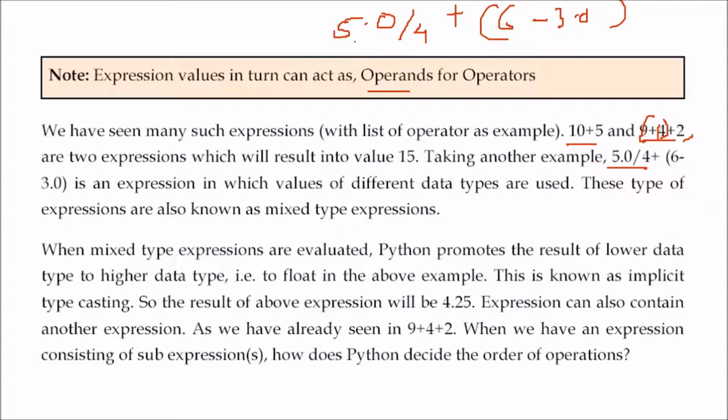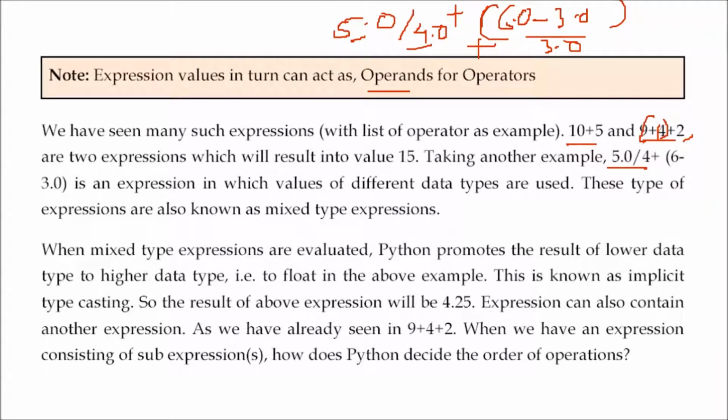How can we divide a floating with an integer? A floating with an integer, can we subtract? Yes. First this 6 has to be converted into the floating value. Means the lower type will be converted into the higher type. Then 5.0, so this 4 has to be converted to 4.0. Which will be computed first? Because we have a bracket, this has to be computed first. So 6 minus 3 is 3.0.